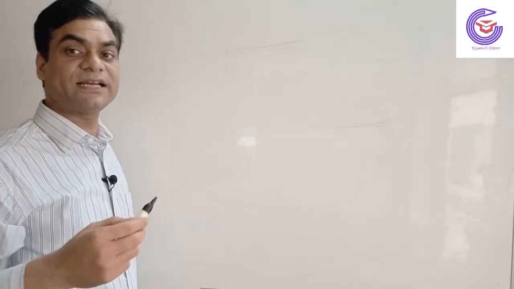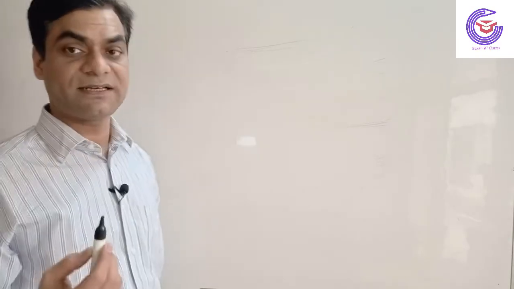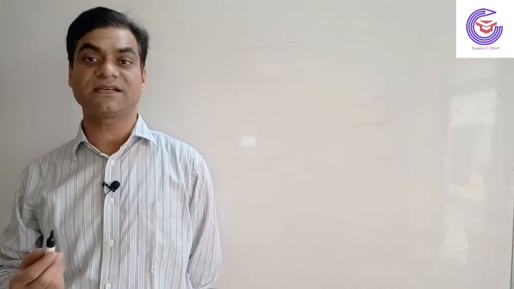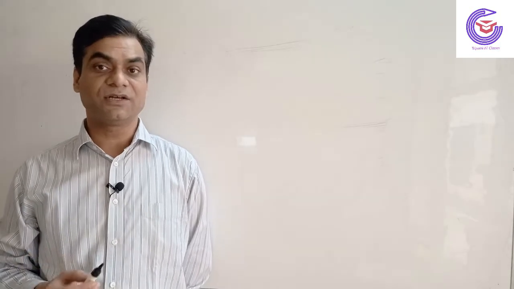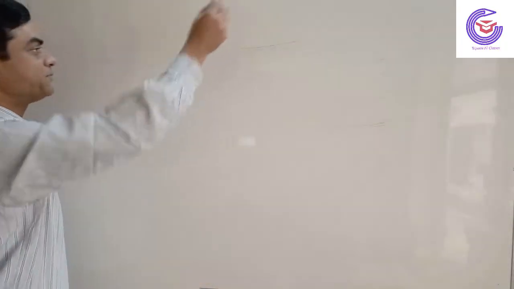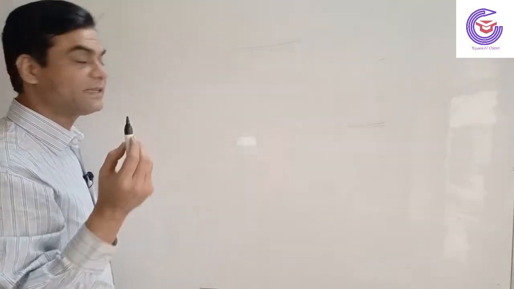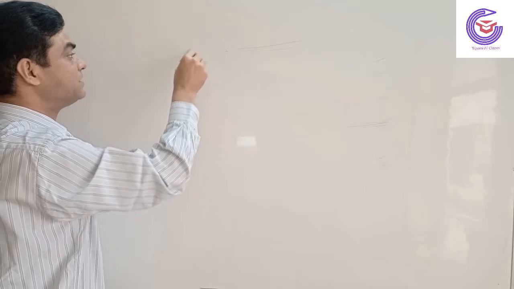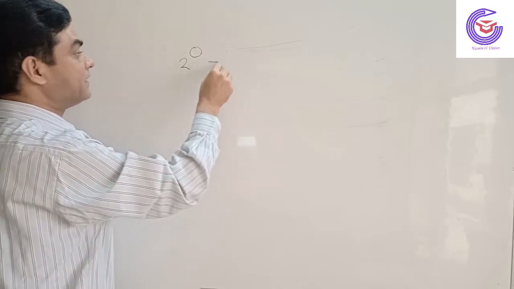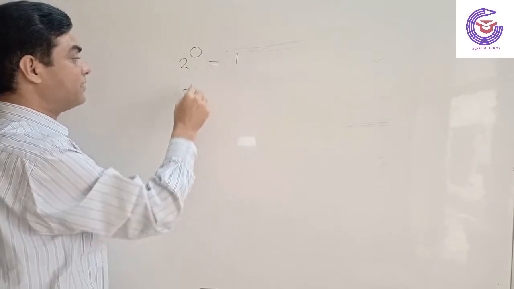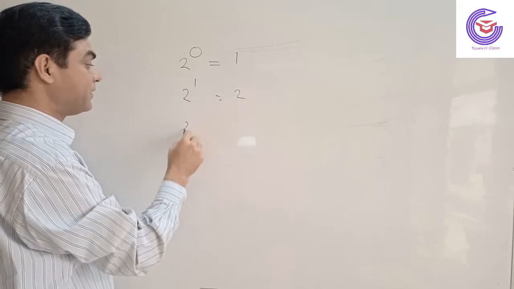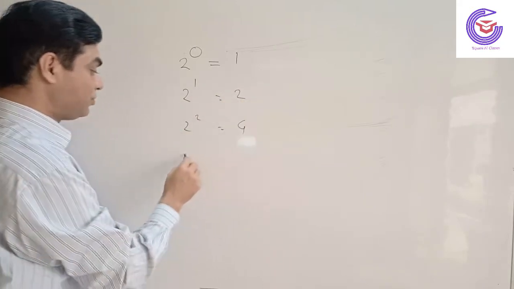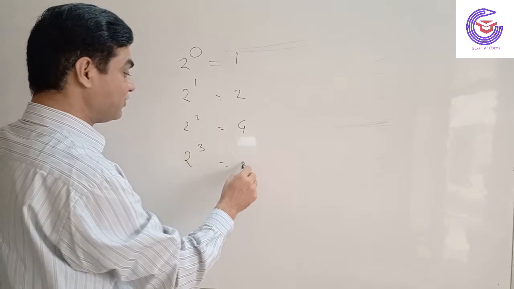As you know, in the previous session I discussed the exponential function. So that is basically the prerequisite. In the exponential function, let me give you some examples. Suppose 2 to the power 0 is 1, 2 to the power 1 is 2, 2 to the power 2 is 4, 2 to the power 3 is equal to 8.